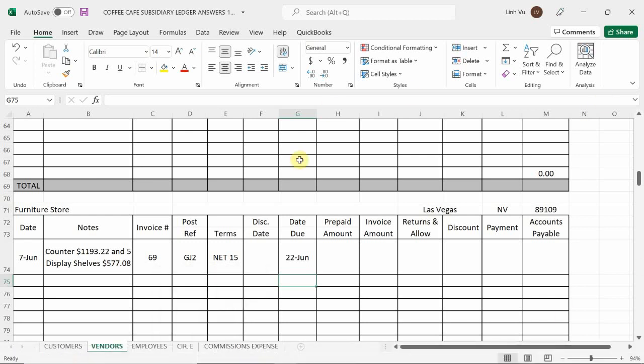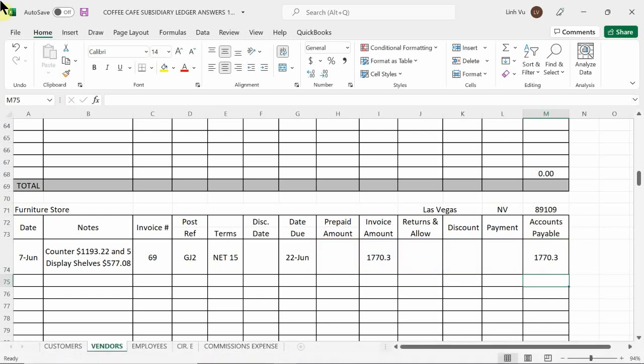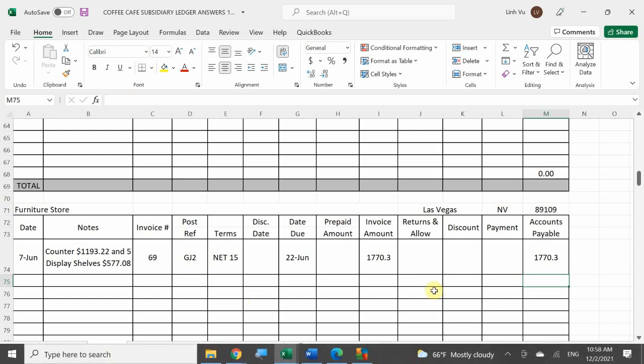Again, we didn't make any down payments or any prepayments ahead of time, but we did get an invoice for $17.70.30. No payment was made, so therefore I owe $17.70 minus 0 for prepaid, 0 for returns and allowances, 0 for discounts, and 0 for payments, telling me that I owe $17.70.30.